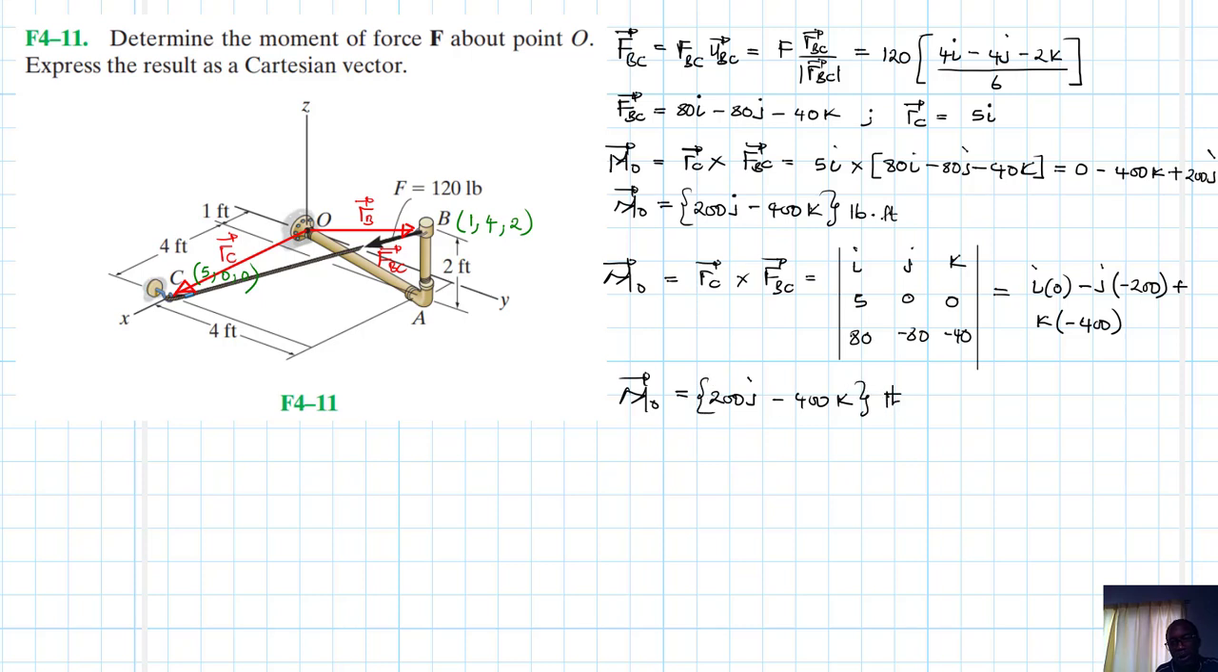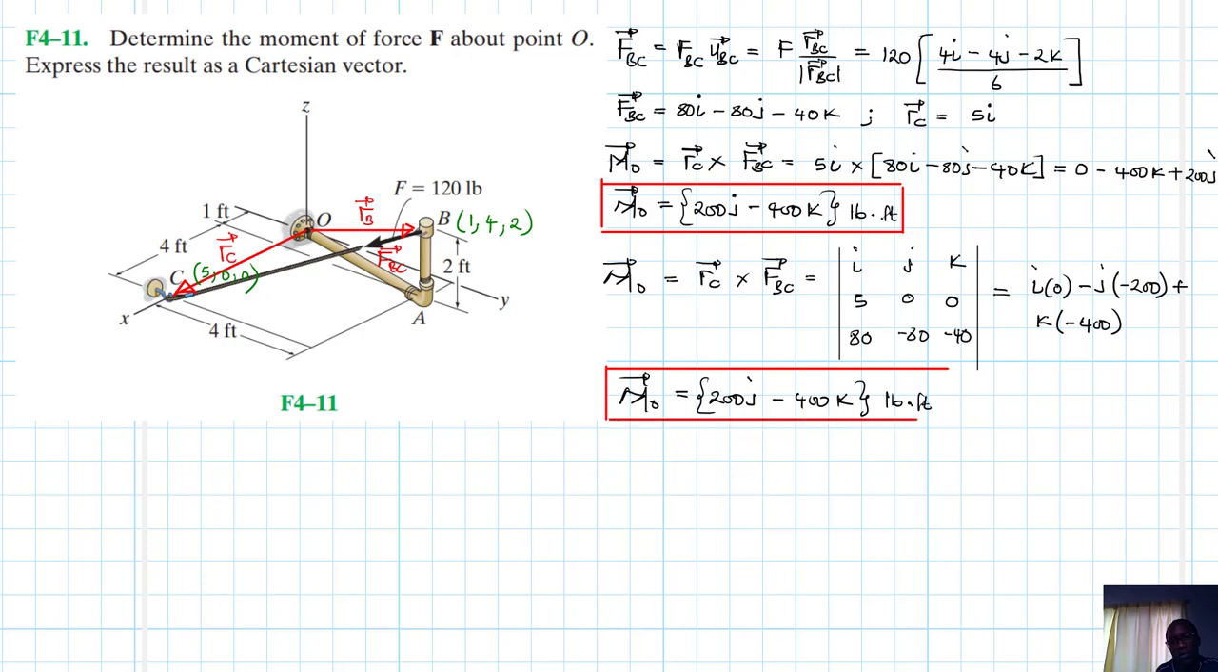Pounds feet. Right, I guess this is really about it. The solution is the same regardless of which technique you use. It doesn't matter. You can use this matrix table, or you can cross directly if you need to know how each unit vector is operated on using the cross product rule. We've expressed the moment of a force about point O in Cartesian vector format.